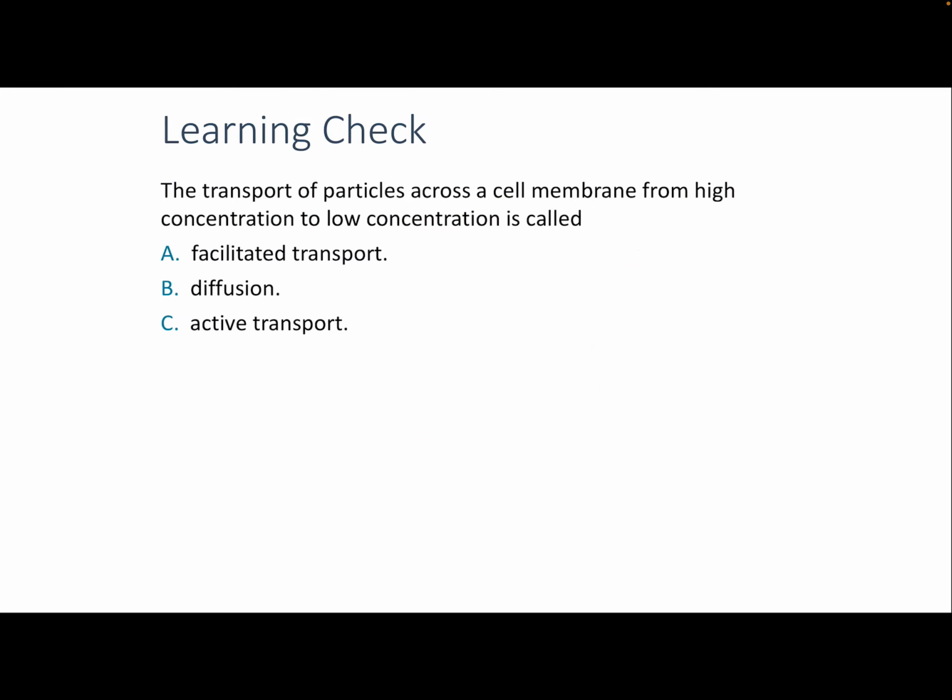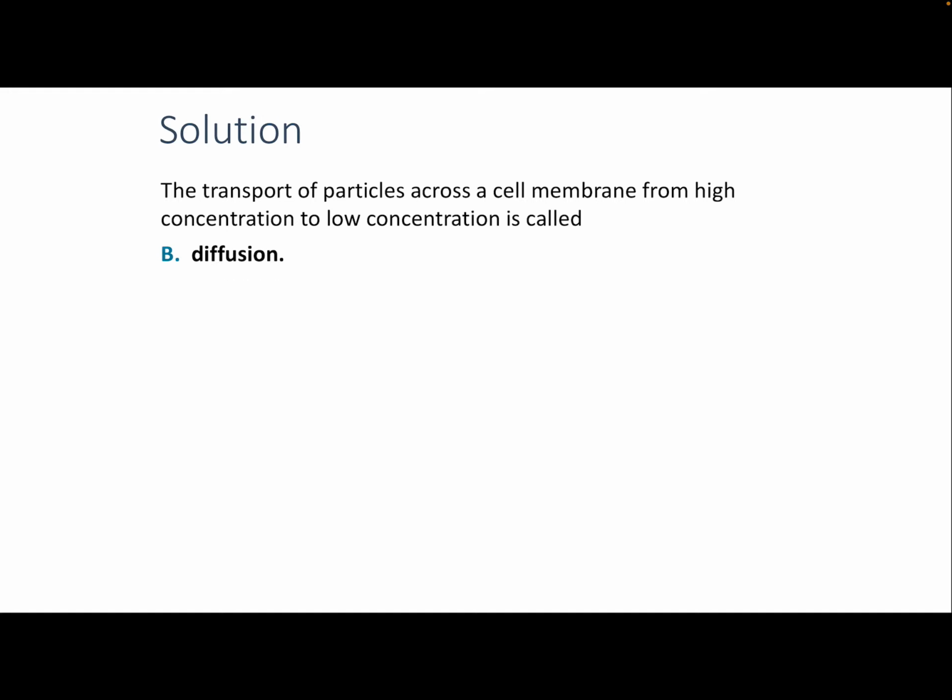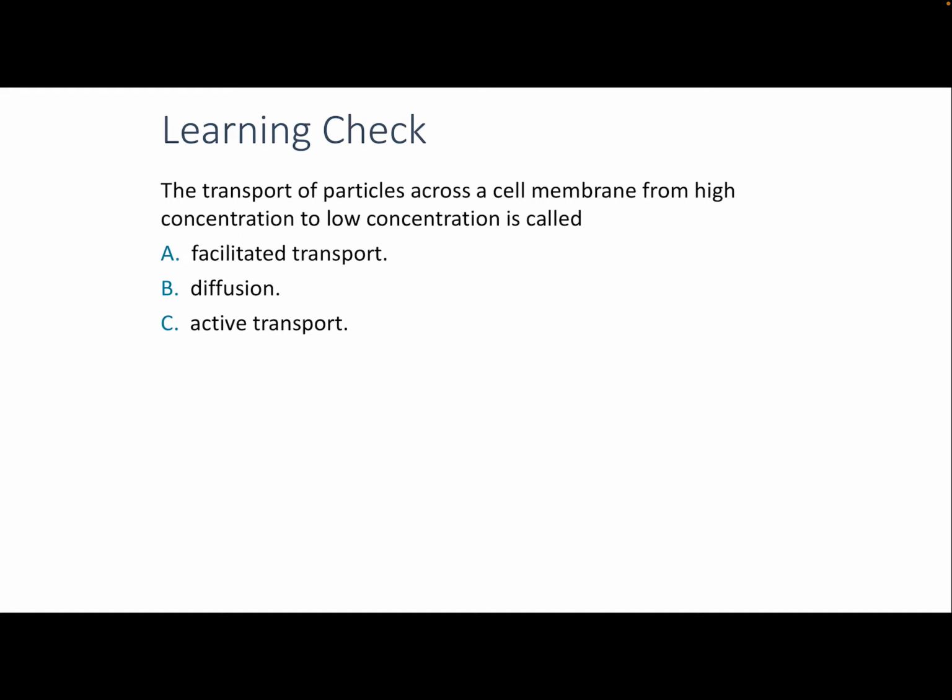Last learning check, and then I guess we're done for this chapter. So, which one of these moves particles across the cell membrane from high to low concentration? Of course, it doesn't exactly say if there's a protein involved. I guess since it doesn't say there's a protein, that sort of eliminates one of your answers. So, if it said using a protein or an ion channel or some sort of passageway, we would call it facilitated diffusion.